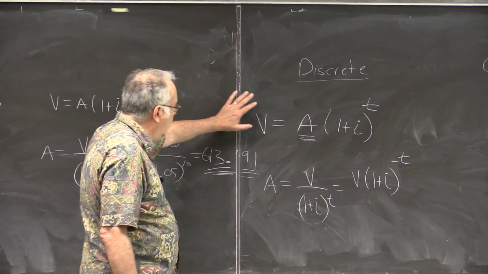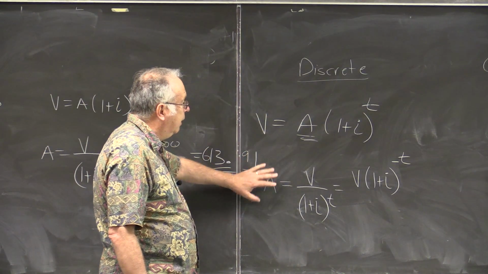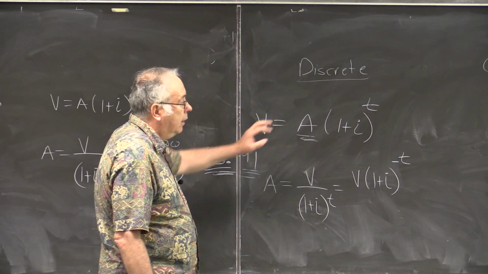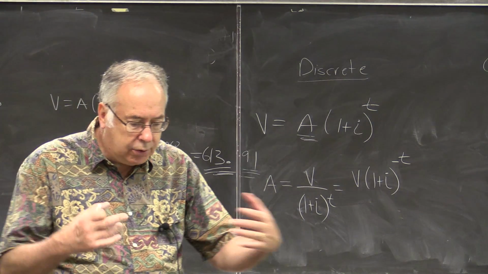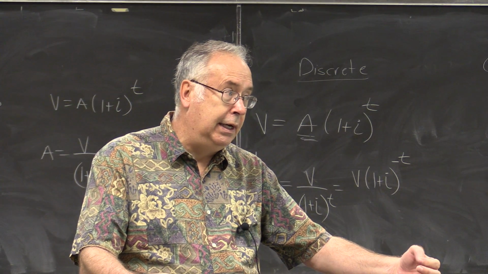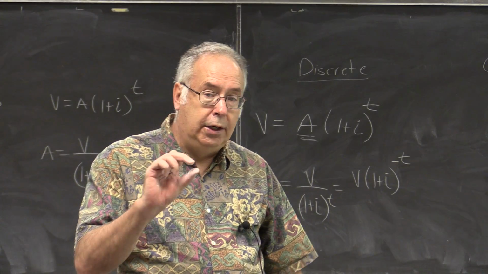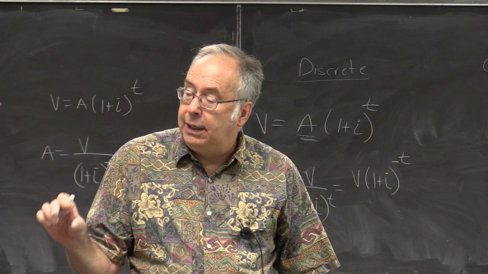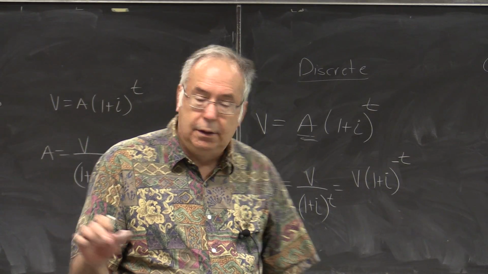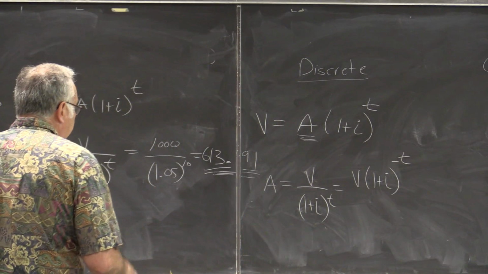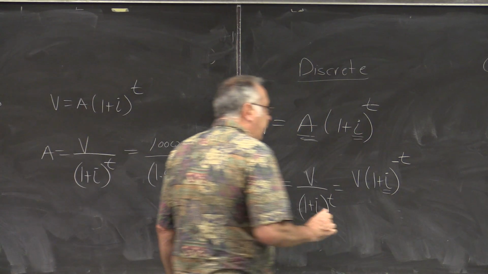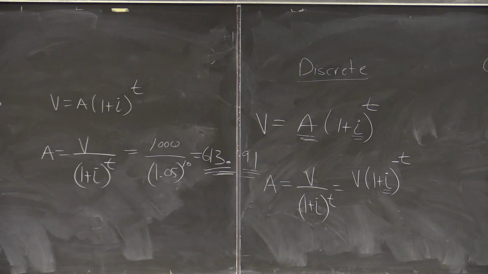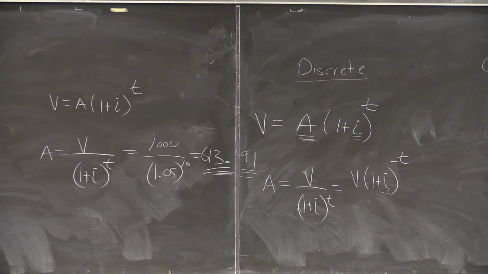Now, what would the corresponding formulas be for a continuous model? In the continuous model, we're assuming that your money is growing continuously. And in that case, we let little r be the continuously compounded interest rate. So if we see I, that means annual compounding. If we see R, that means continuous compounding. So what would the future value formula for money be in the continuous model?